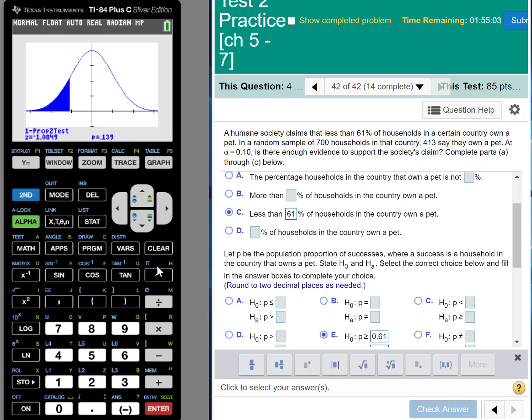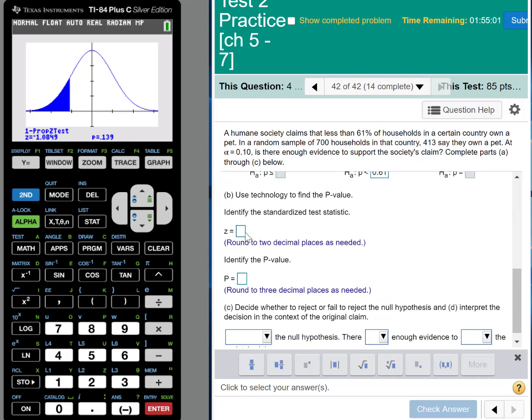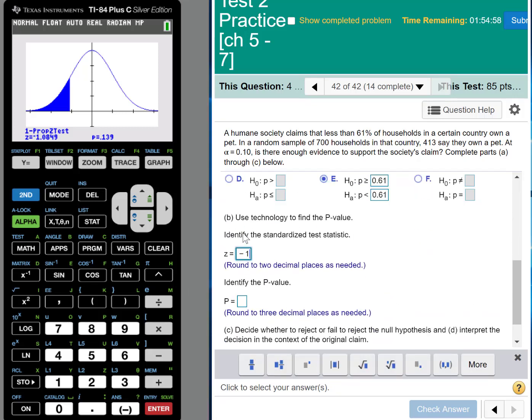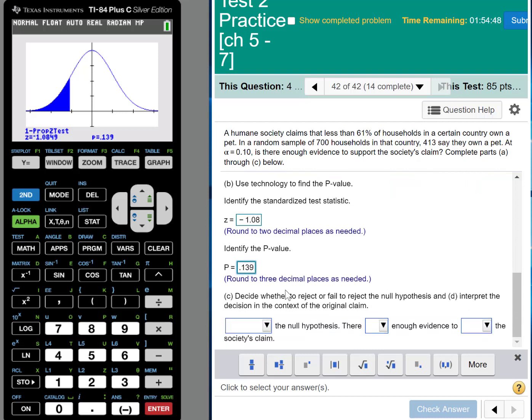So Z is negative 1.08. P-value is 0.139. And it's bigger than alpha, more than 10% definitely. So what do you do here? Fail to reject. Okay, what did I say? If you fail to reject the null hypothesis, start with there is not enough evidence. What did I say in the previous exercises? If the claim is in HA, you use the word support. So there is not enough evidence to support the claim.